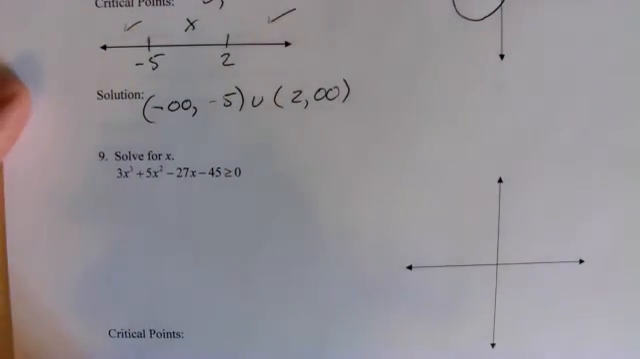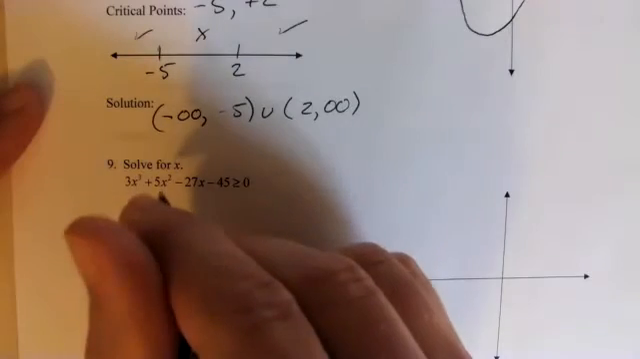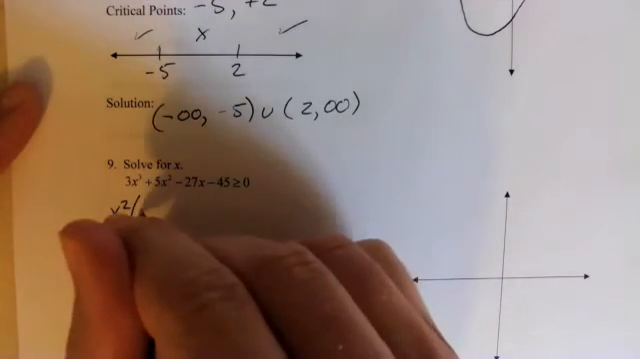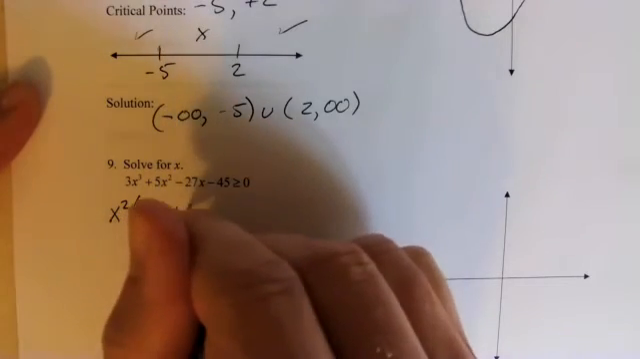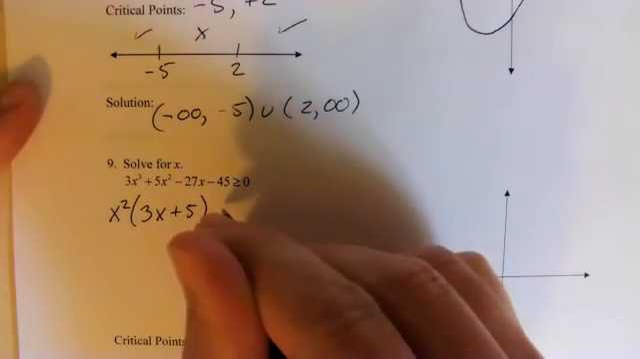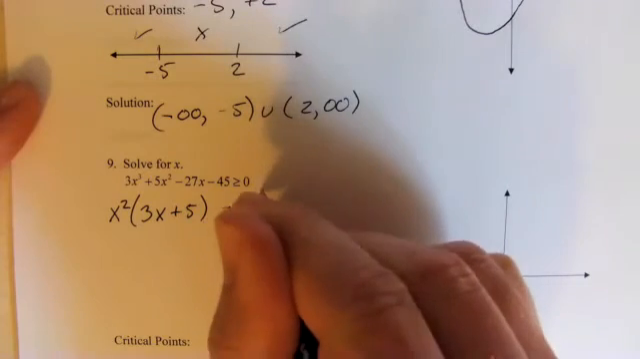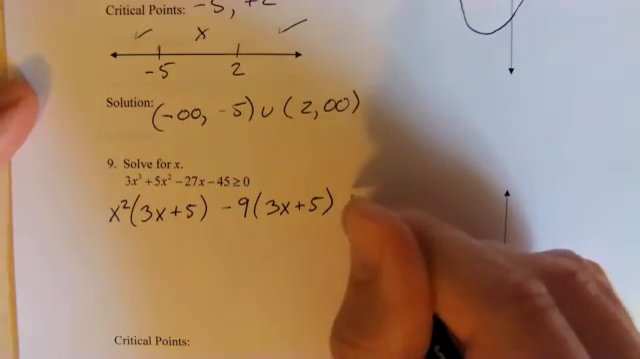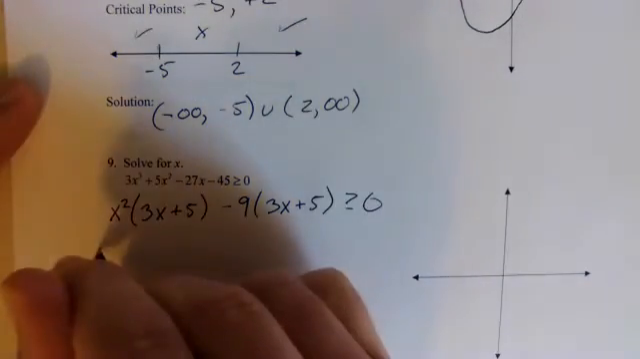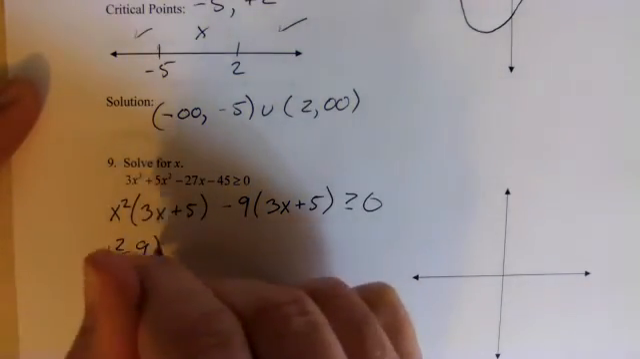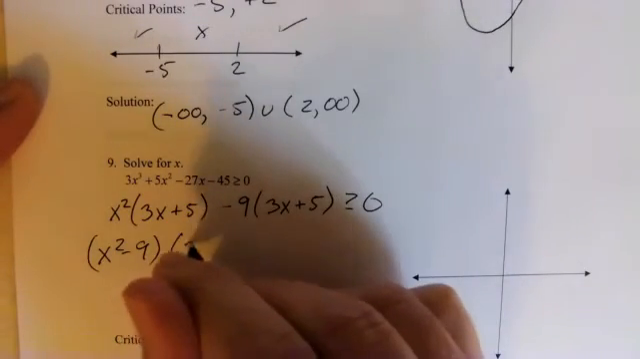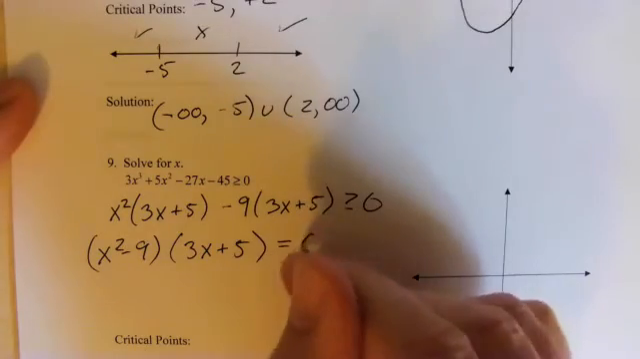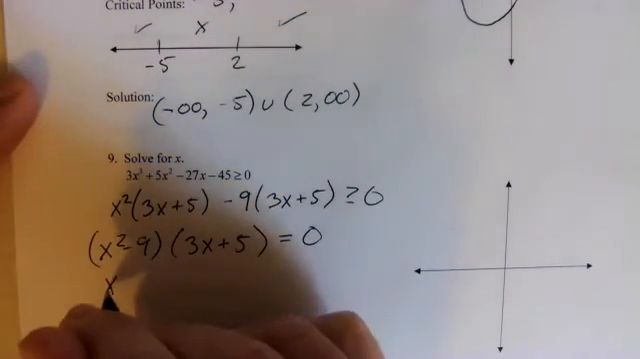Another one here where we have 4 terms. What would happen if I pulled an x squared out of the first 2 terms? I'd have a 3x plus 5. And if I pull out a -9, I'd end up with a 3x plus 5 greater than or equal to 0. I've got x squared minus 9. Oh my goodness, could that be a difference of squares? And I should say equals 0 here because I'm looking for the critical points.